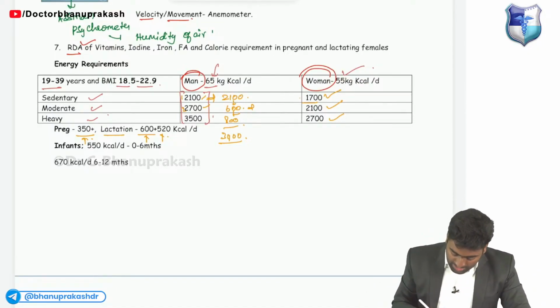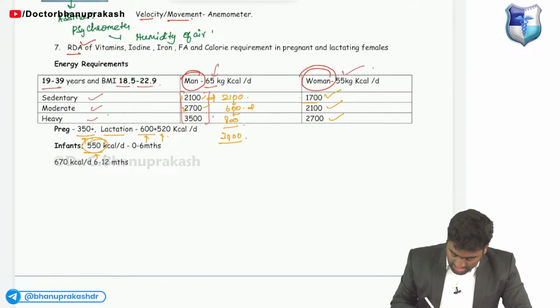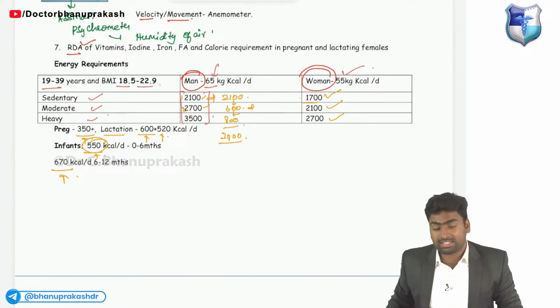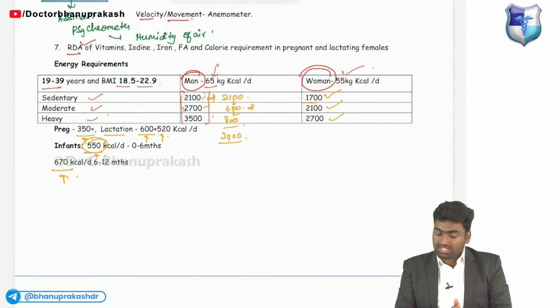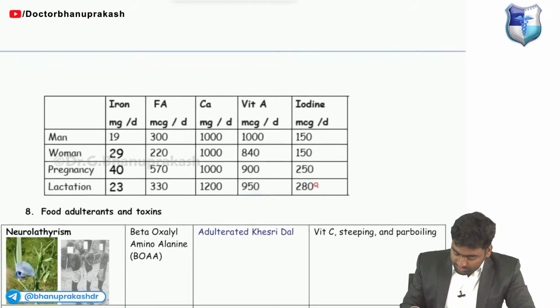Okay, remember. Then about the infants, for the first 6 months, you should feed at least 550 calories, and 670 calories for 6 to 12 months. 550 for infants till 6 months, whereas 670 for 6 to 12 months. Just remember. Then about the RDA.